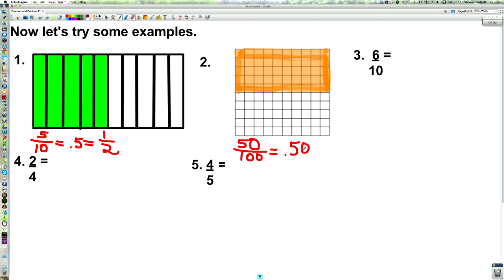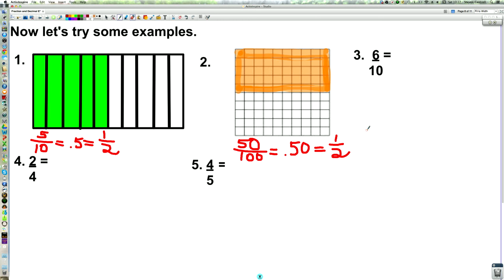And yes, I had to put the 0 because I have these 2 zeros. I have to move this over 2 places, right? So what does this equal as another fraction? What's an equivalent fraction to this? Well, I can divide both of these by 50, and I end up with 1/2. These are equivalent, right?